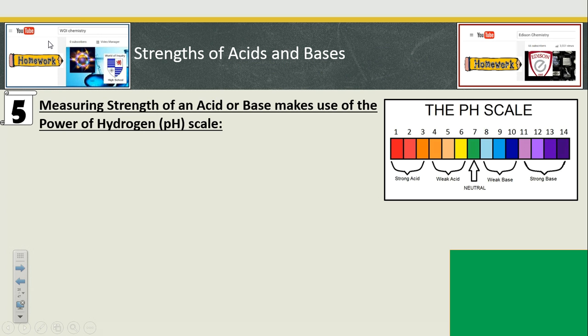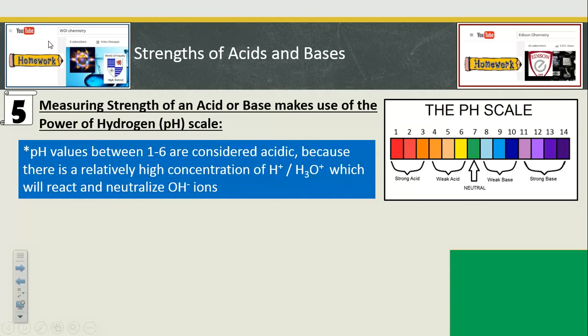It goes from 1 to 14. It represents acids on one side and bases on the other. So acid pH values are like 1 to 6. And there's usually a relatively high concentration of that hydronium or H plus ion in there, which will react to neutralize hydroxide ions. Okay, so pH 1 through 6, H plus is dominant.